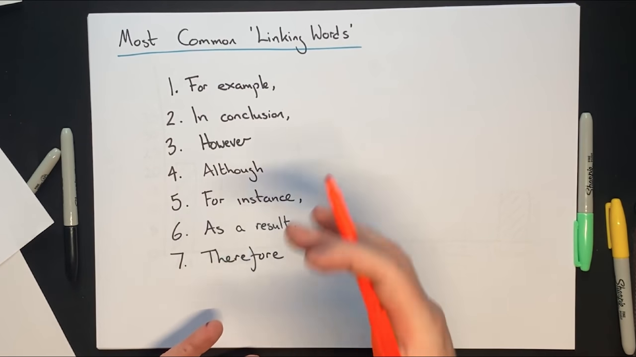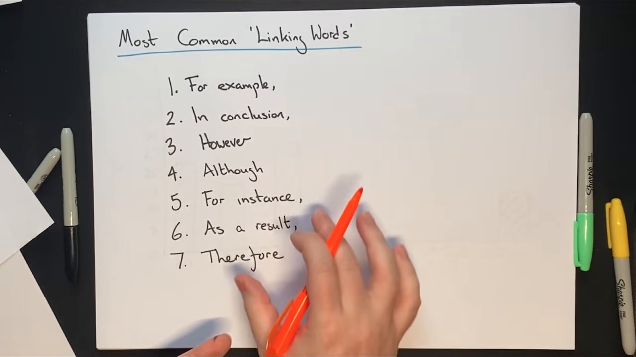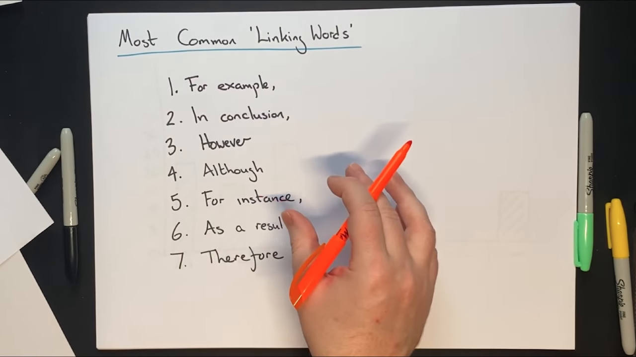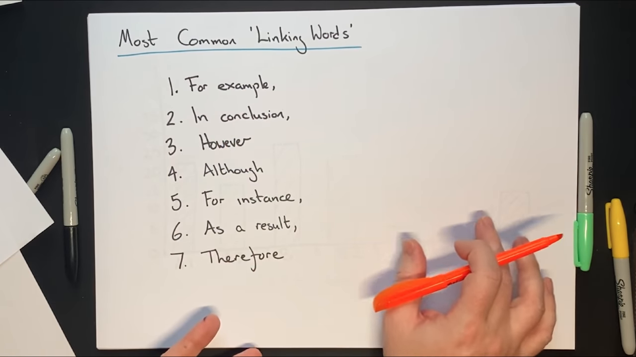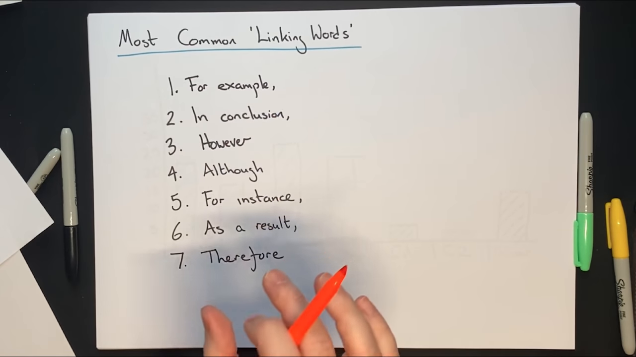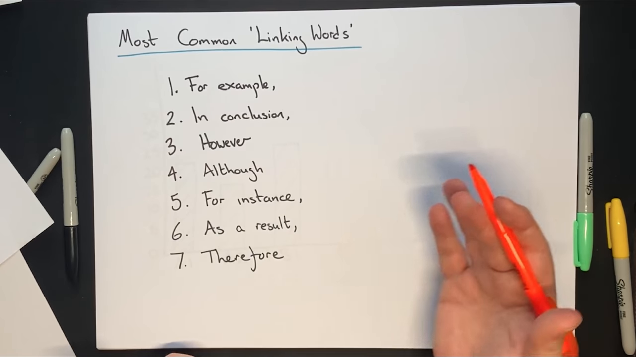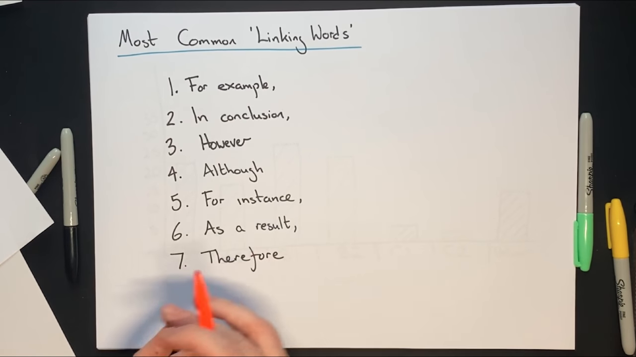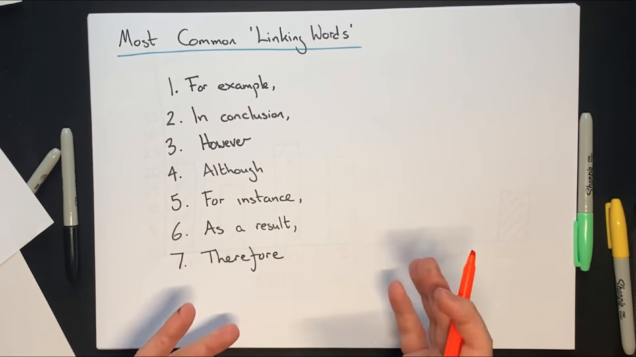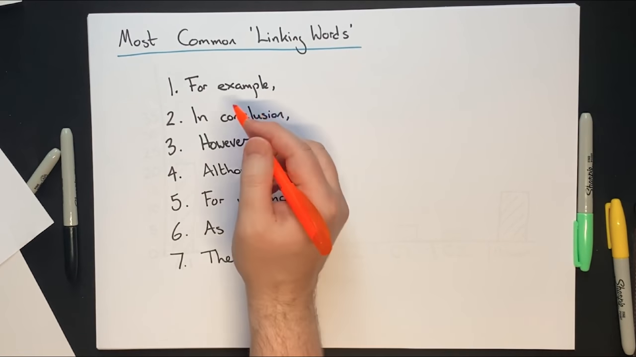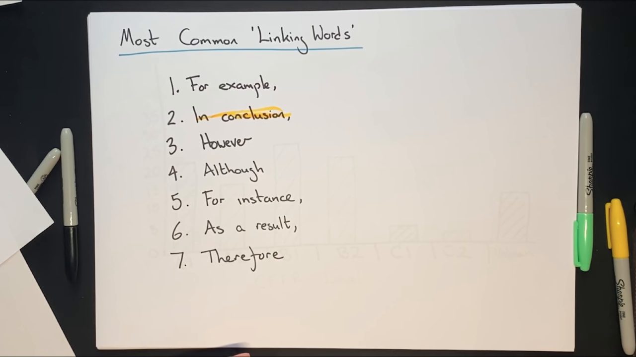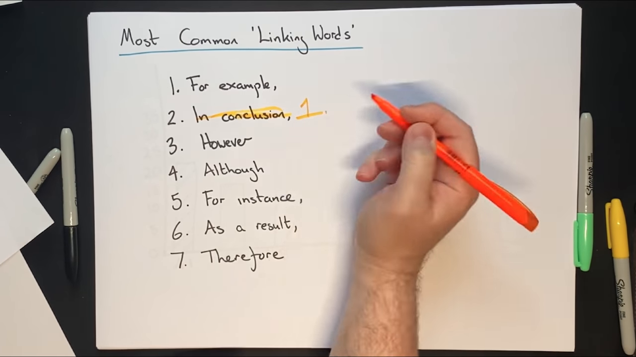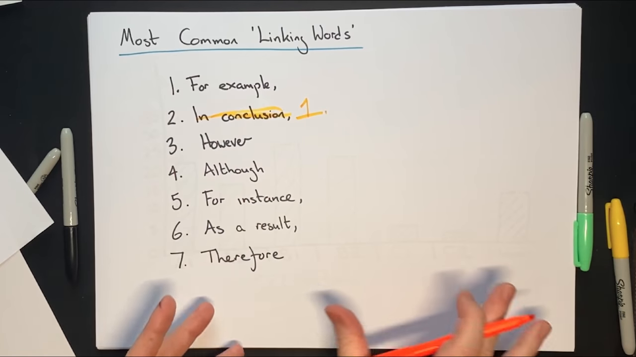The examiners do not give you extra marks for having complex, fancy linking words. They give you extra marks for using them appropriately and accurately. So it's much better to just learn a few simple ones and use them appropriately and accurately than to learn a bunch of very complex ones that take up a lot of time. So if we just take this, for example, in conclusion, how many conclusions are you going to write? Are you going to write more than one conclusion? No, you will only write one conclusion for your entire essay.